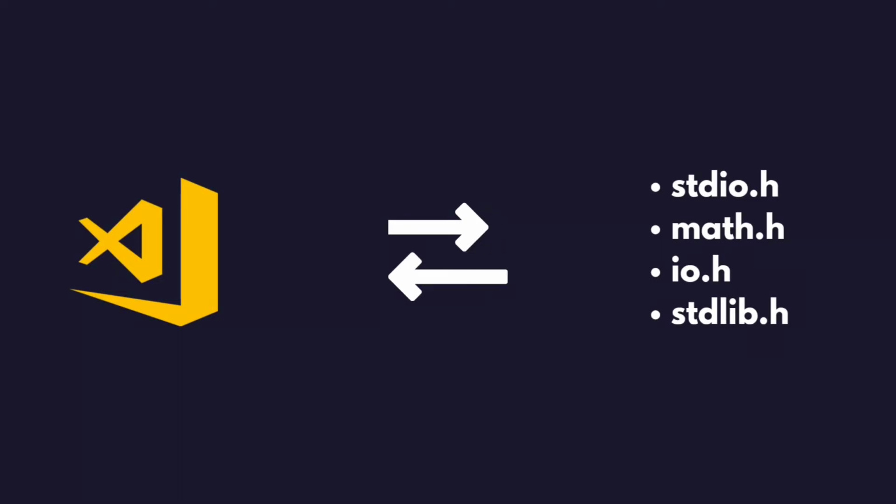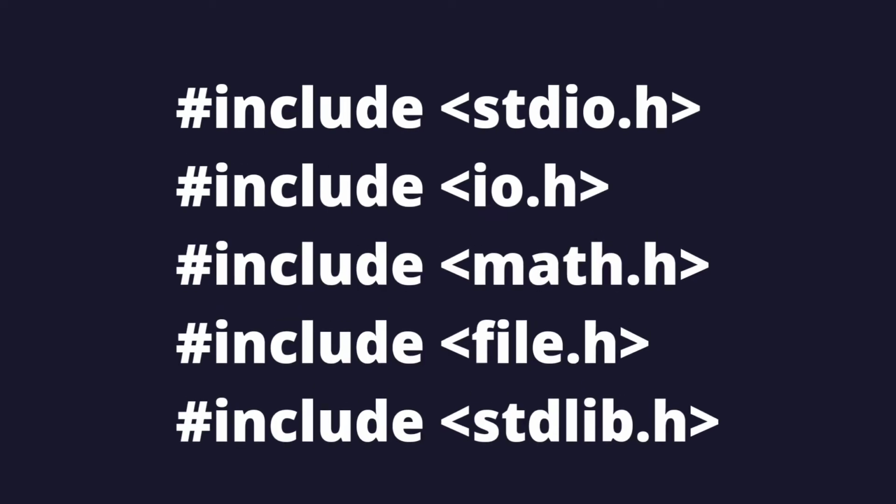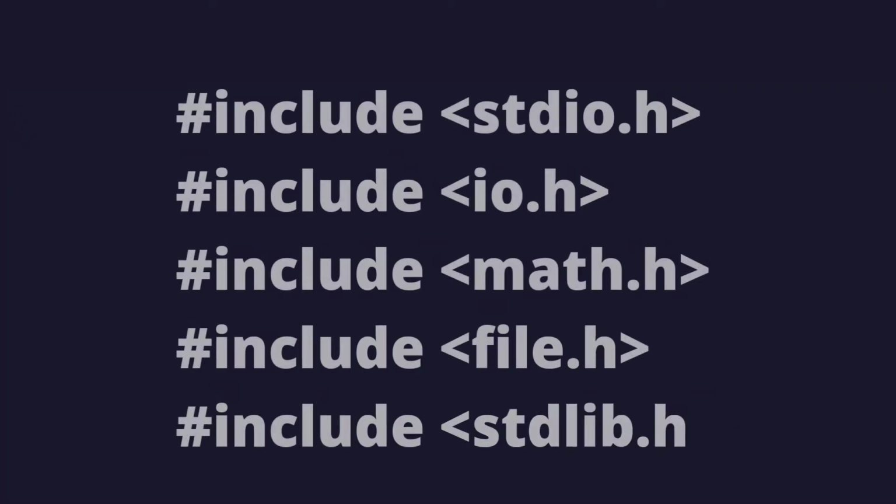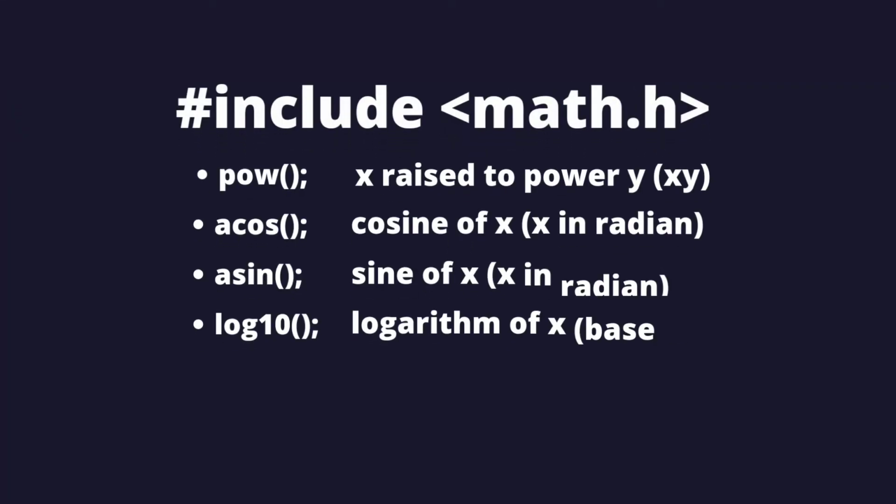There are no restrictions as to how many header files you can include, but it is best that you only add the required amount and not clutter up your program. For example, if you're creating a calculator, we can include math.h, which contains functions like pow, acos, asin, and log10, which you can use according to your own particular use case.